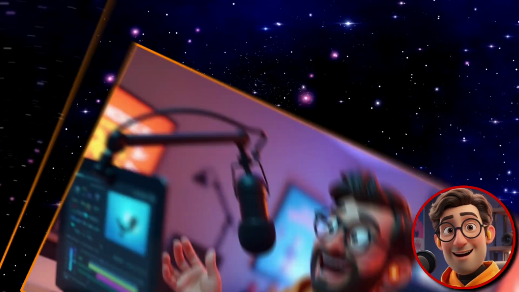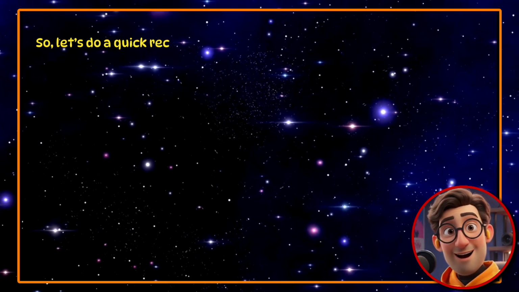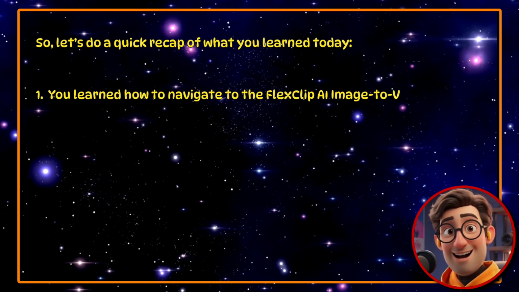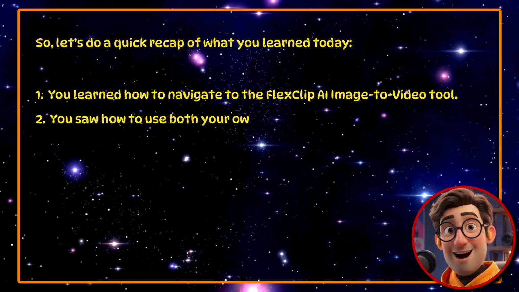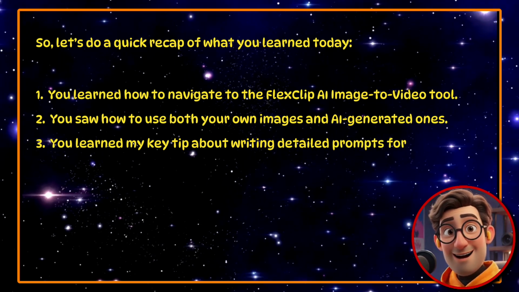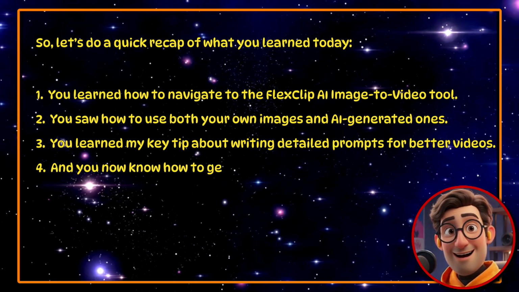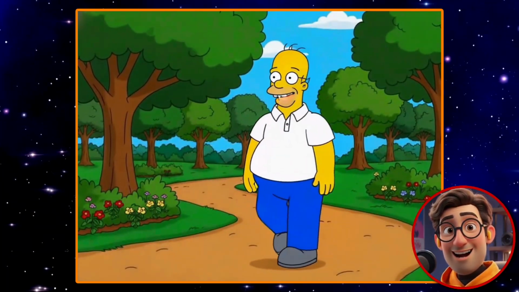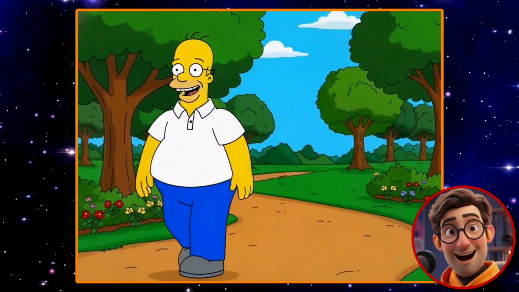Conclusion and recap. And that's it. From a simple, static image to a captivating, short video in just a few minutes. No cameras, no complex software, just the power of AI. So, let's do a quick recap of what you learned today. You learned how to navigate to the FlexClip AI Image-to-Video tool. You saw how to use both your own images and AI-generated ones. You learned my key tip about writing detailed prompts for better videos. And you now know how to generate, download, and find your masterpieces. You're all set to go and bring your own ideas to life.